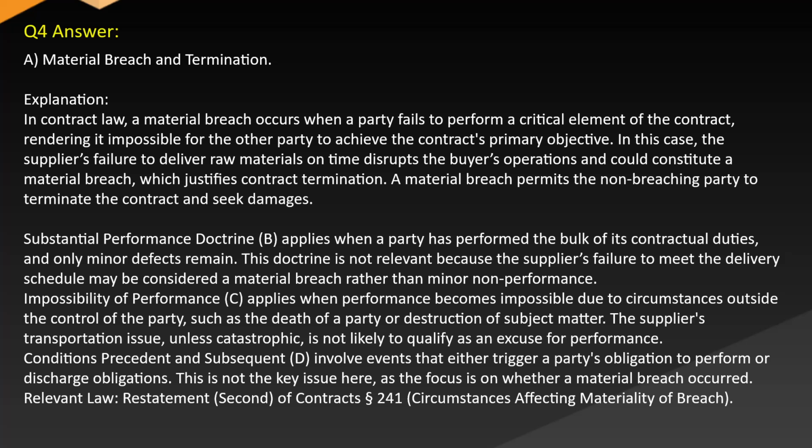Substantial performance doctrine (B) applies when a party has performed the bulk of its contractual duties and only minor defects remain. This doctrine is not relevant because the supplier's failure to meet the delivery schedule may be considered material breach rather than minor non-performance. Impossibility of performance (C) applies when performance becomes impossible due to circumstances outside the control of the parties, such as the death of a party or destruction of the subject matter. The supplier's transportation issue, unless catastrophic, is not likely to qualify as an excuse for performance.